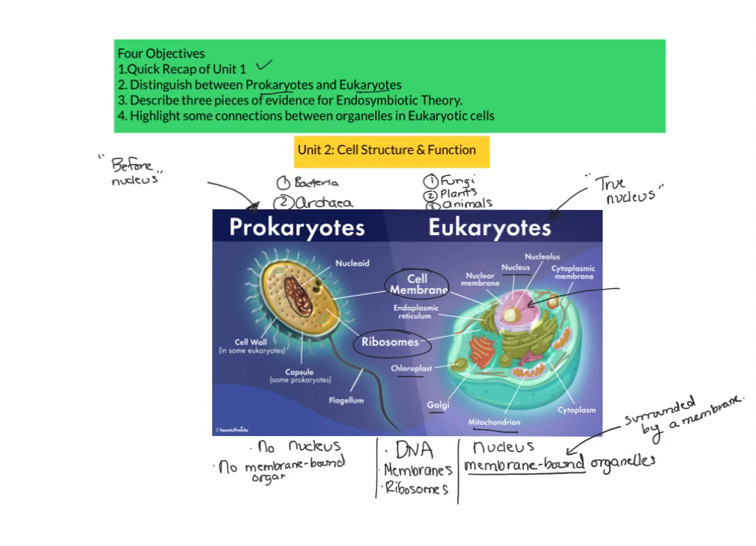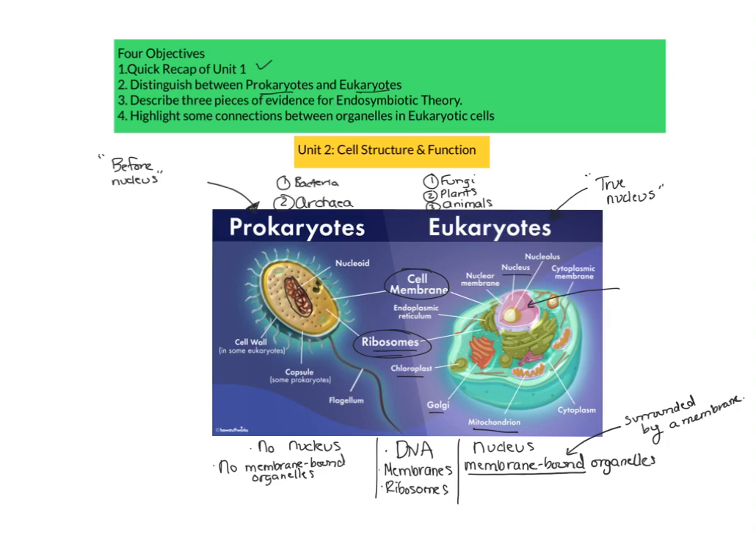Now, one thing you might have noticed is, well, what about ribosomes? Ribosomes are not membrane-bound organelles. They are a subcomponent of a cell, but they're mainly made up of rRNA and some protein. So they don't actually have a membrane. Okay, so those are the first two differences.